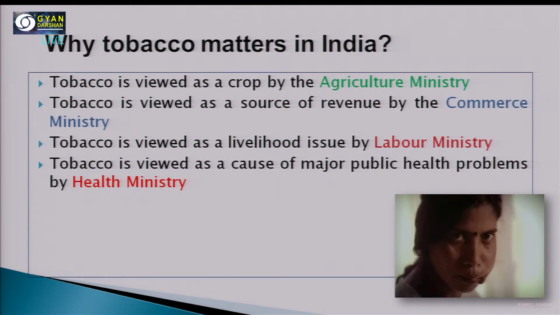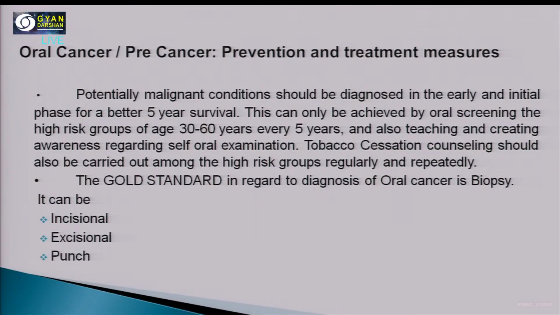But for the other ministries, if you look at the agriculture ministry, the commerce ministry, or the labor ministry, this is either a livelihood, a revenue, or a crop. That is why it's very difficult to ban tobacco in our country. But we can create awareness among the community about tobacco use and prevent oral cancer in a major way. What we talked about were preventive measures for oral cancer: it should be diagnosed at an early stage by self-oral examination, and tobacco cessation should be a major part of counseling our patients to quit tobacco.